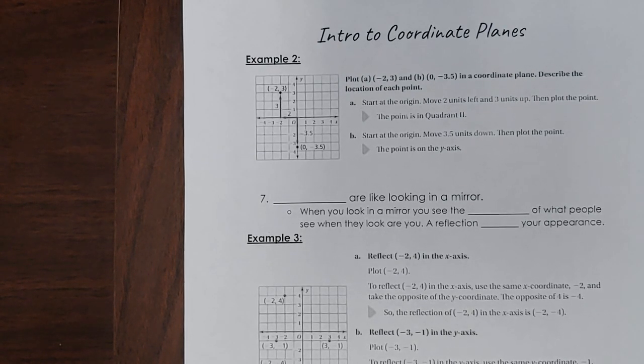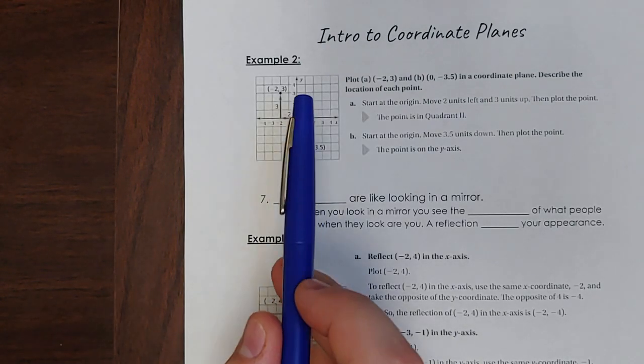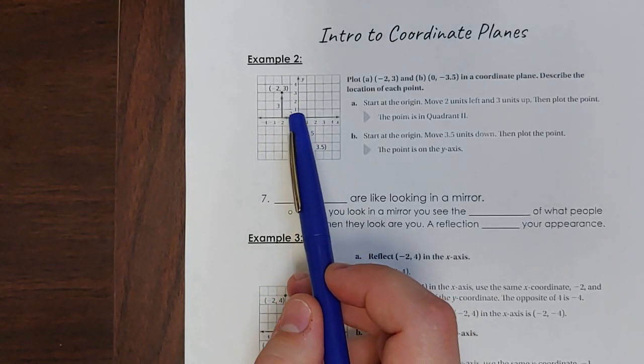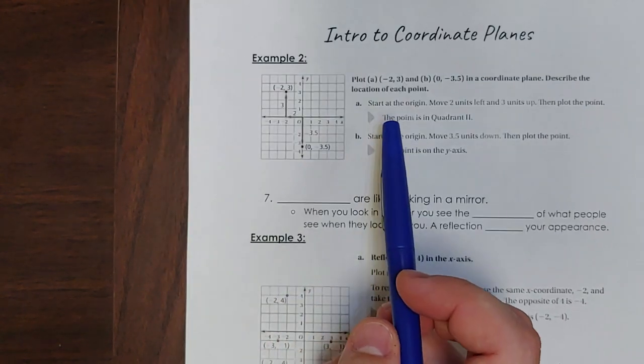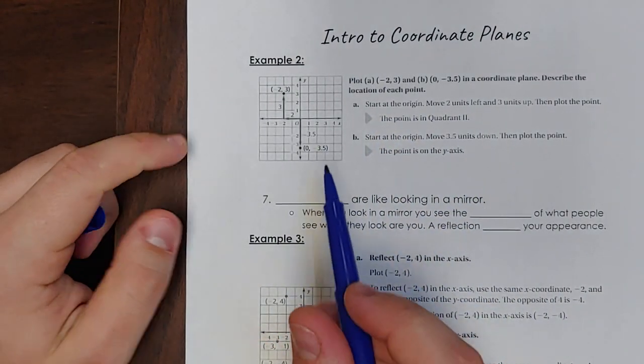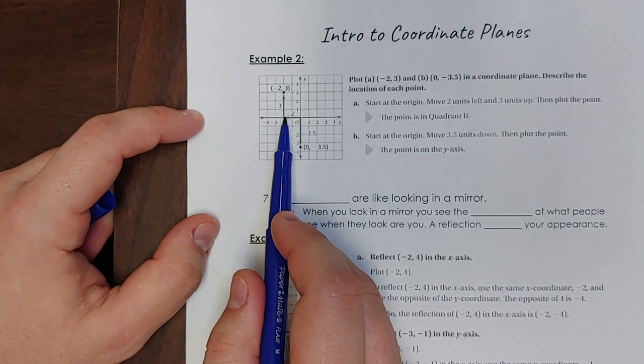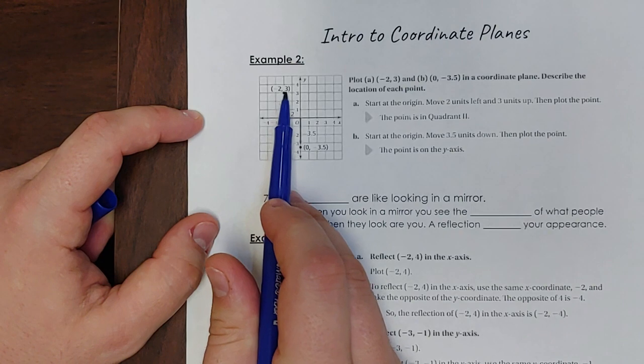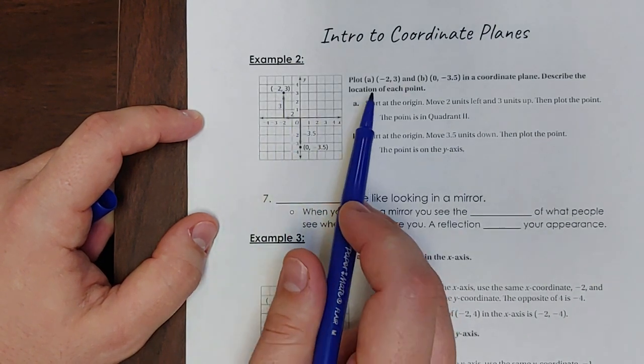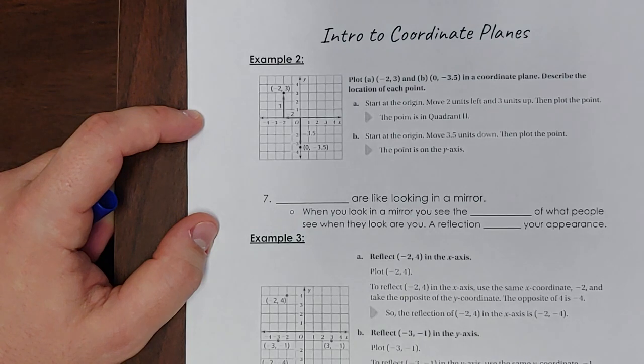And it says plot A is -2, 3, and B is 0, -3.5 in a coordinate plane. Describe the location of each point. So first we have to start at 0. So the origin, remember, is 0, 0, where the two lines meet together. And -2, 3, you go to the left 2 units and up 3. And you're in quadrant 2. This is quadrant 1, 2, 3, 4.